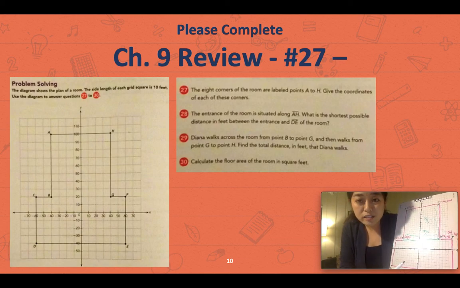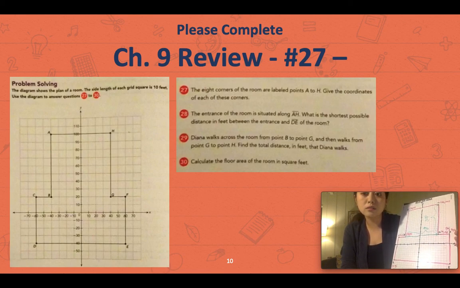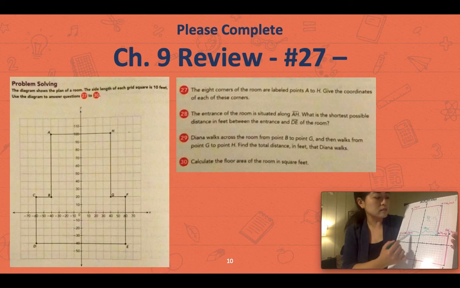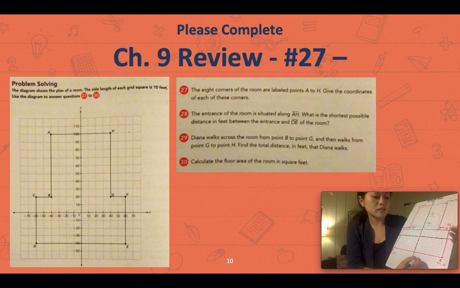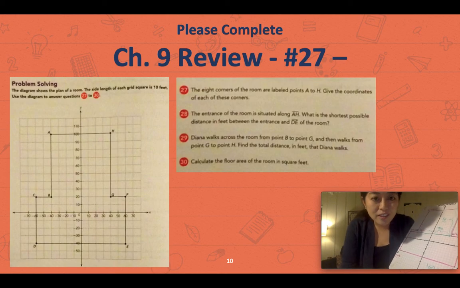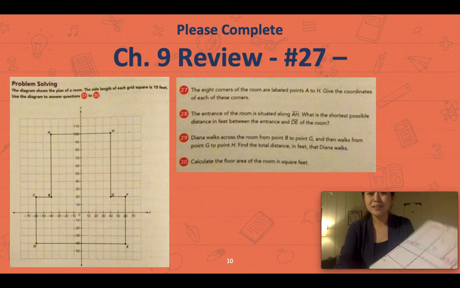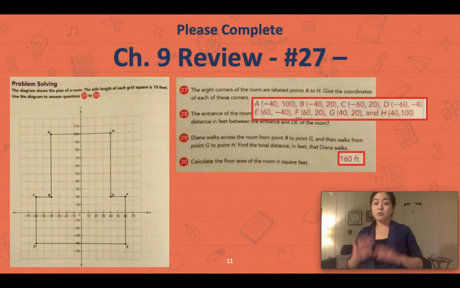But the question says, find the total distance in feet that Diana walks. So the total distance is this line segment's length plus this line segment's length, which is 160. And what is the unit? We can't forget to write the unit. Feet. Let's look at the next slide for a more clear view of the answers.